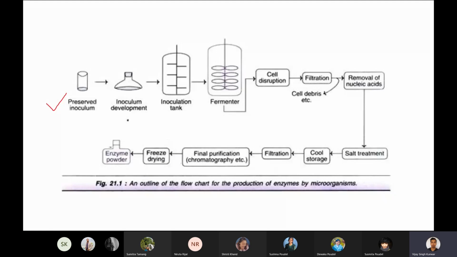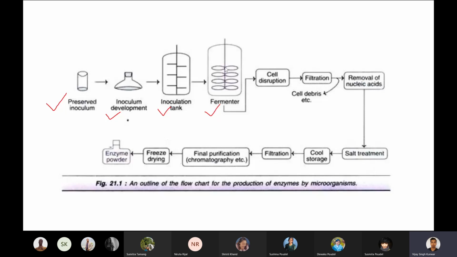Then from this preserved inoculum, we have this inoculum development. We develop this inoculum in minute quantities, right? And then there is this inoculation tank, and then finally there is this fermenter. There is this fermenter tank, and then fermentation for a certain time, right?